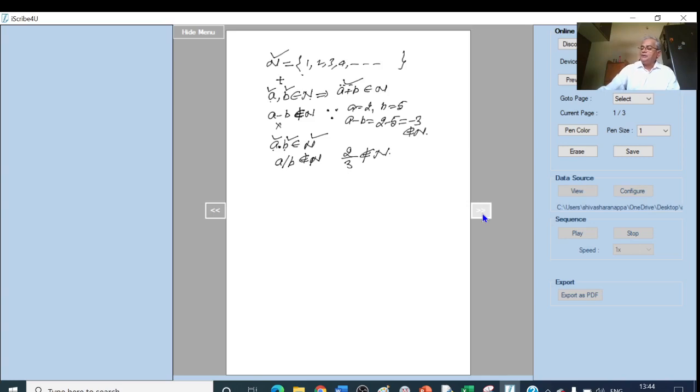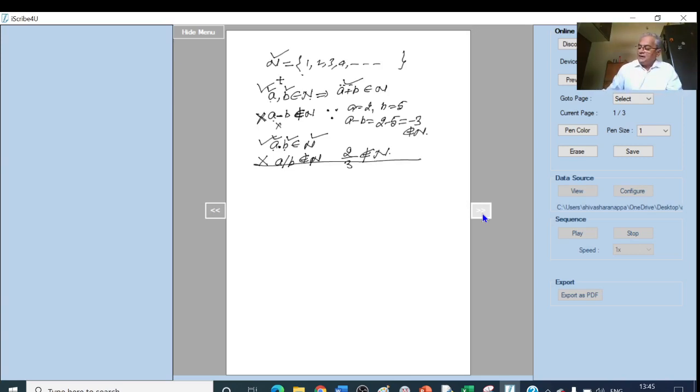And if I go to the minus sign, this operation, minus is not a binary operation. Plus is a binary operation, minus is not a binary operation, multiplication is a binary operation, division is not a binary operation.